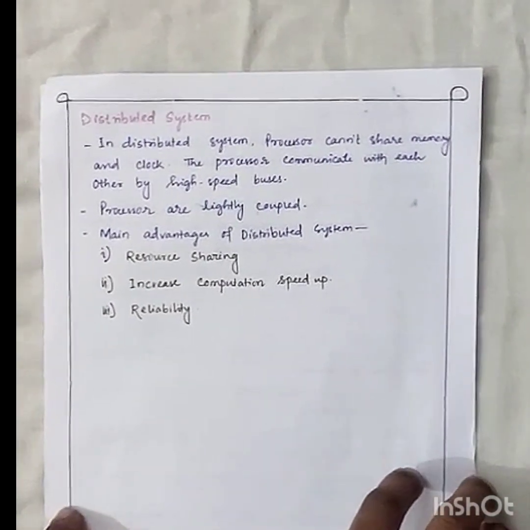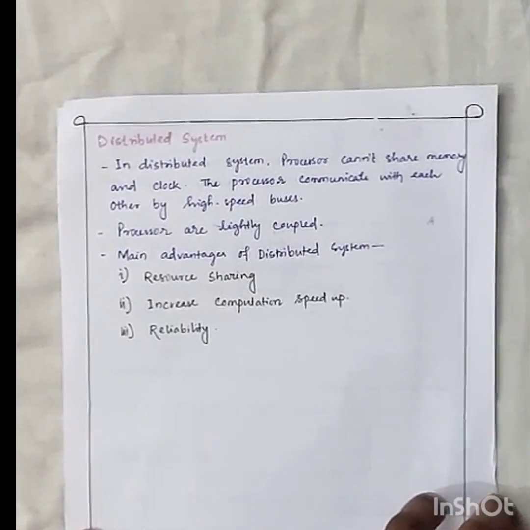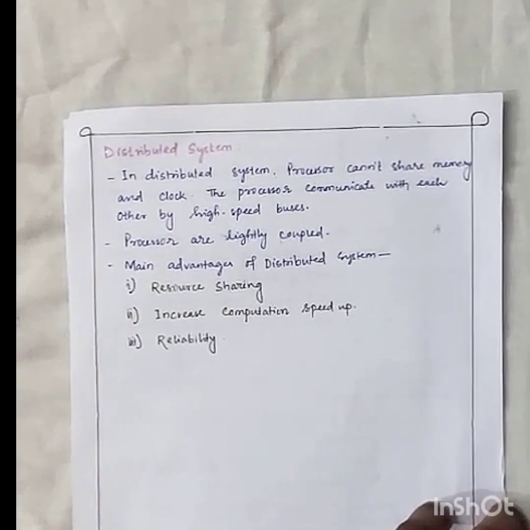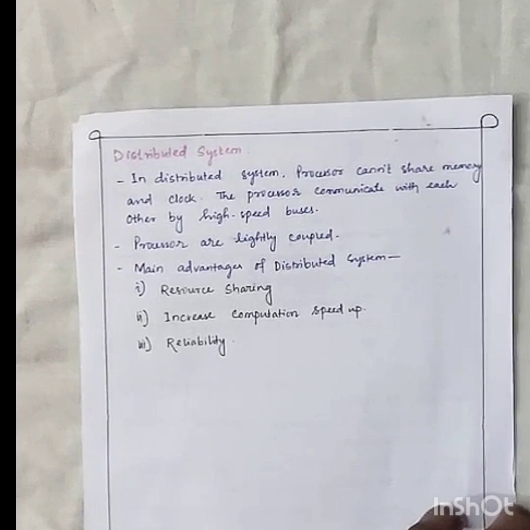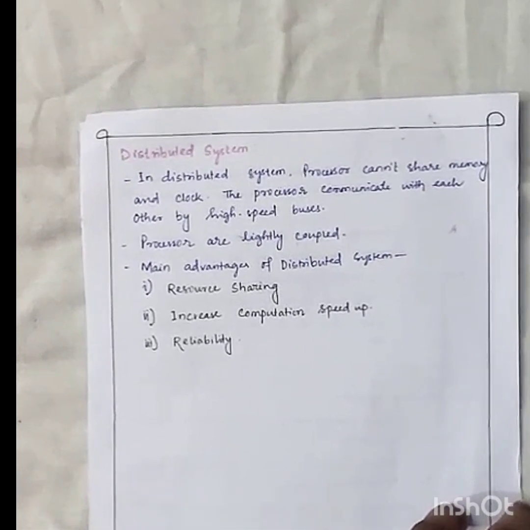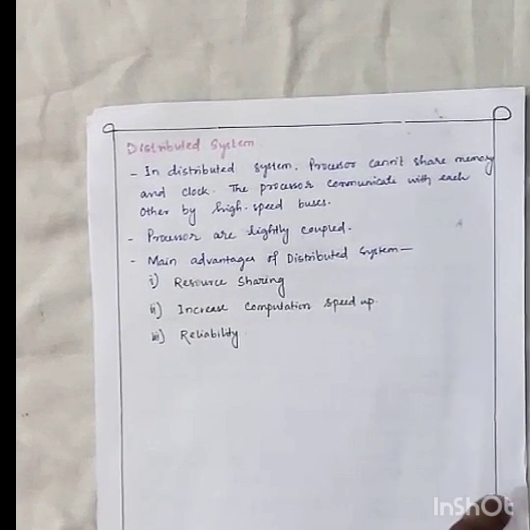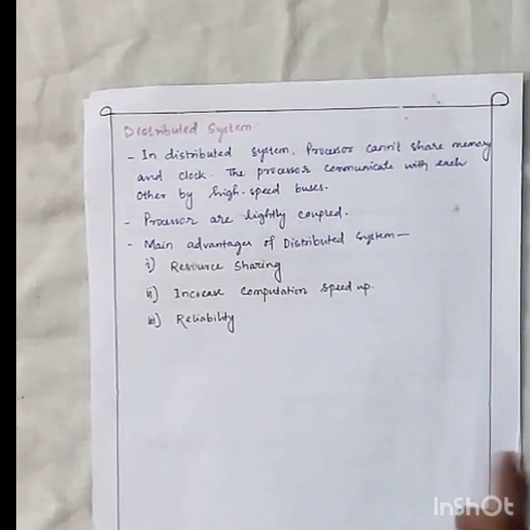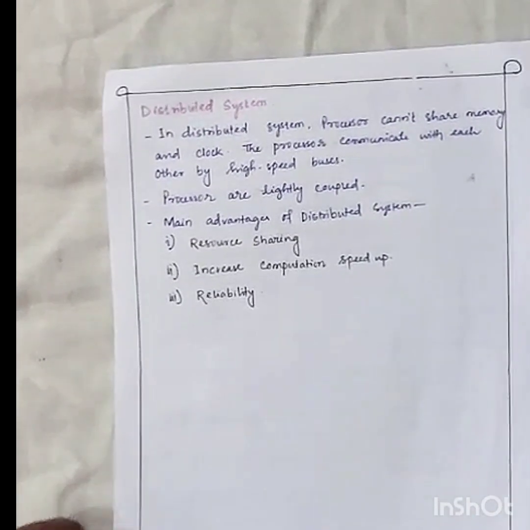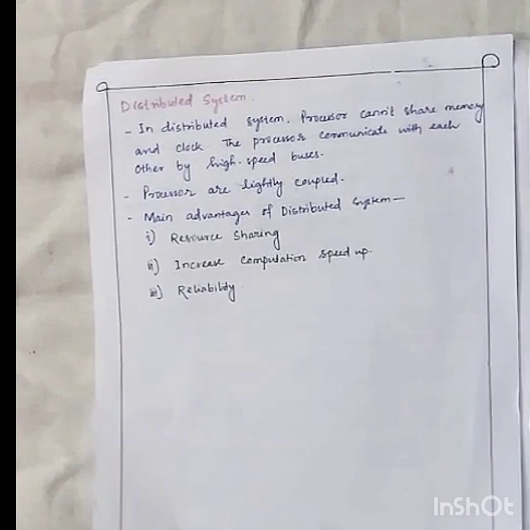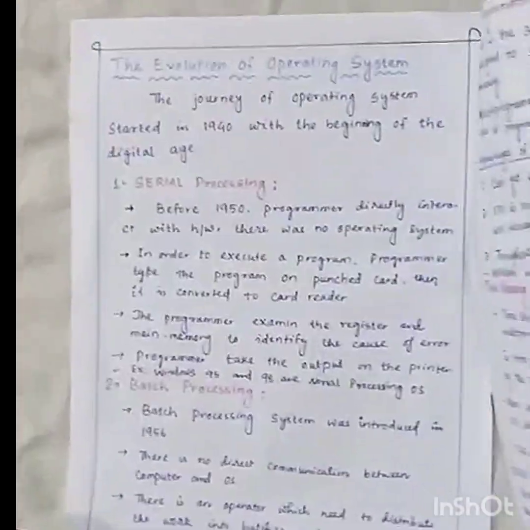Then there is reliability, because if one machine fails at one site, the program will not stop functioning. It will be shifted to another site and we can execute that program there, hence it increases reliability. So these are the different generations of operating system.